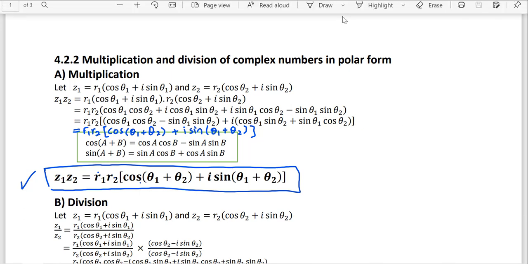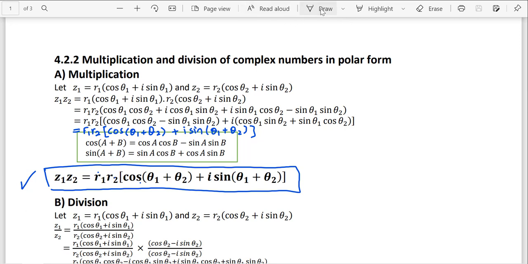Okay, yesterday we already discussed how to change the complex number into polar form. What you need to do to change a complex number to polar form is find the modulus and the argument. The modulus is this r. The argument is the angle theta.